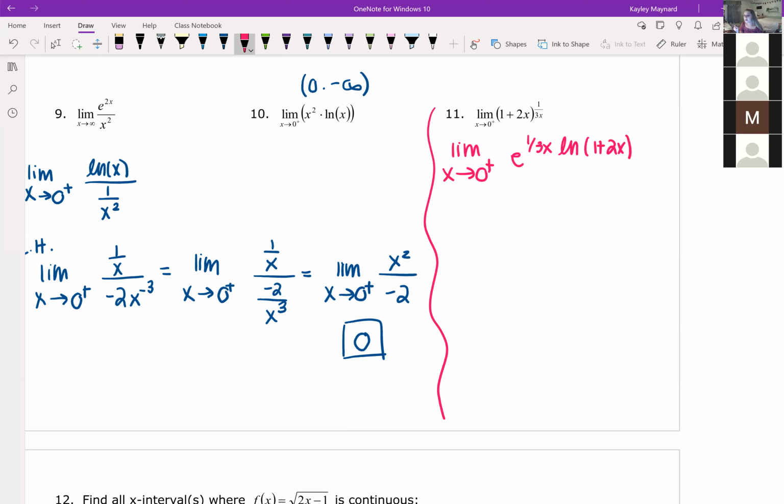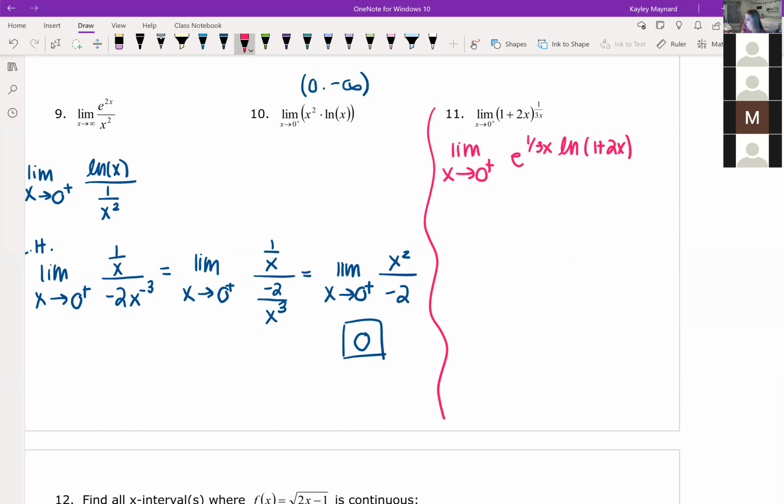So the cool thing is that because we've written this as e to the 1 over 3x times, okay, that whole thing, we can actually just look at the limit of the exponent, and then we can bring the e back in at the end. So that's the best way that I can describe it, is that you can look at the limit of the exponent and then bring the e back in.